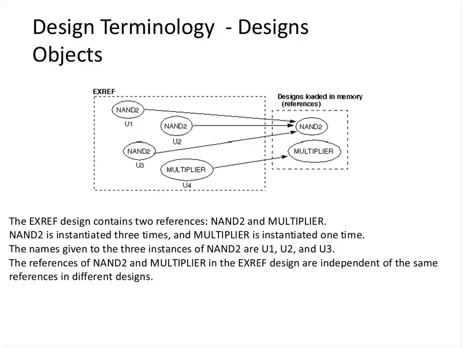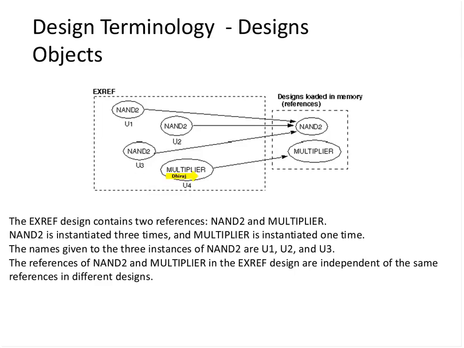So this example clarifies the difference between a reference and a design. Here the XRef is a design. It contains two references, NAND2 and multiplier. So the designs that are loaded inside Design Compiler are NAND2 and multiplier, where U1, U2 and U3 are instances of NAND2 and U4 is an instance of multiplier. So NAND2 is instantiated 3 times, multiplier is instantiated once.